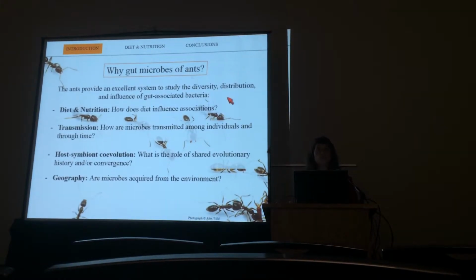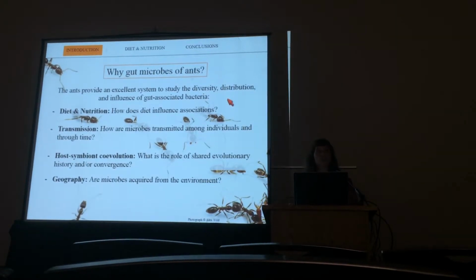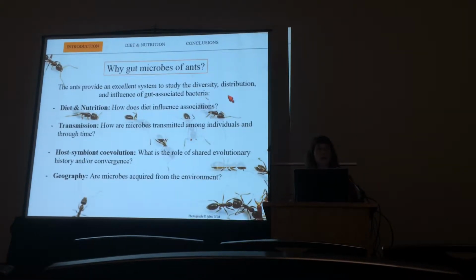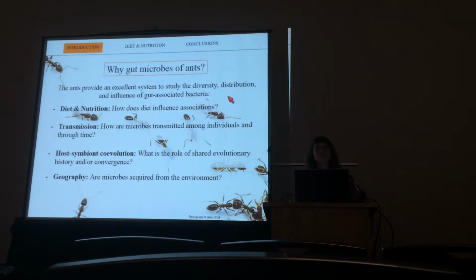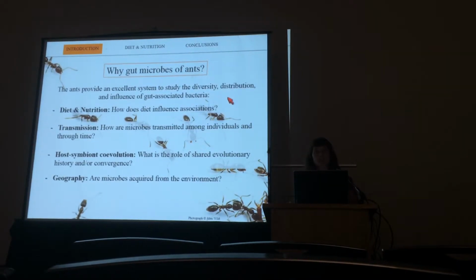And lastly, one of the things that's really nice is that because ants have such a broad distribution, we can ask the question, what role does geography play in this? When would we expect to see microbes just acquired from the environment in which the hosts are found? And when would we expect to see maybe a convergence on those bacterial communities through time?